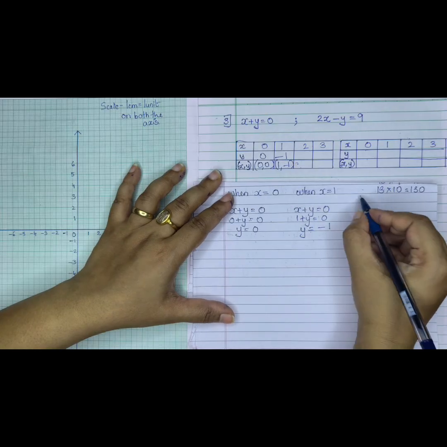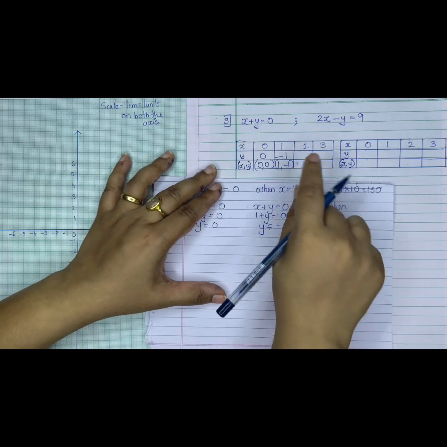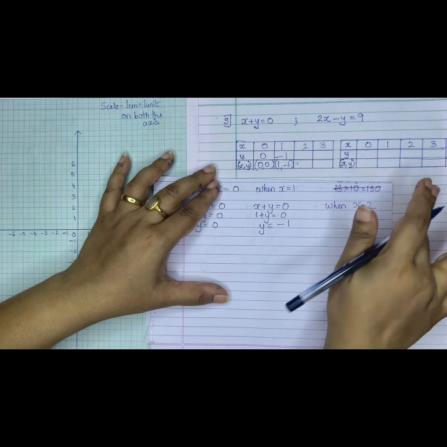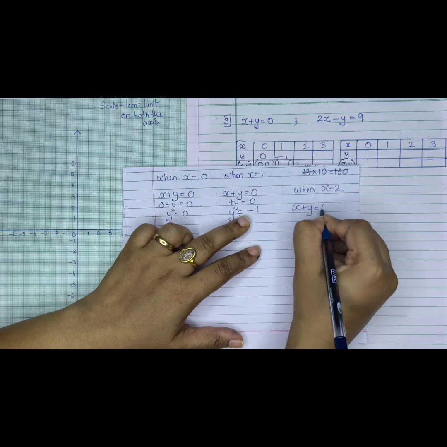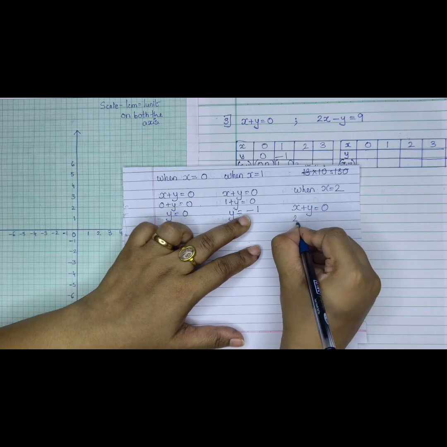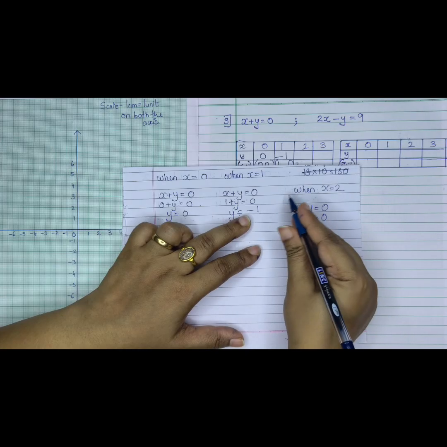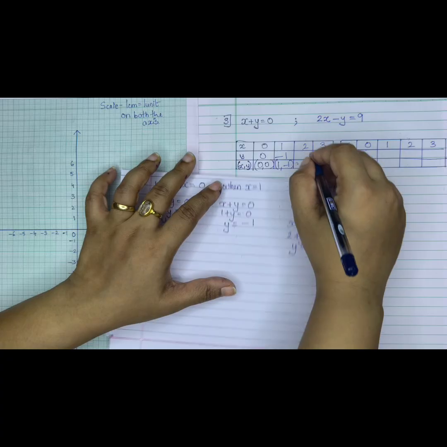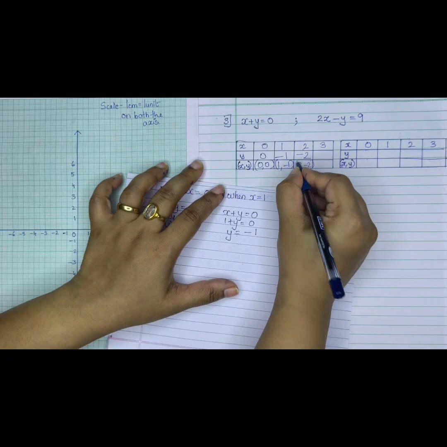Next is when x is equal to 2. Take the same equation, x plus y is equal to 0. Now in x's place we will take 2 plus y is equal to 0. Y is equal to, get this 2 over here, it will be minus 2. So here we got minus 2. So 2 and minus 2.